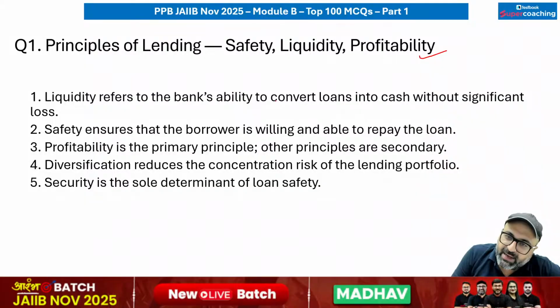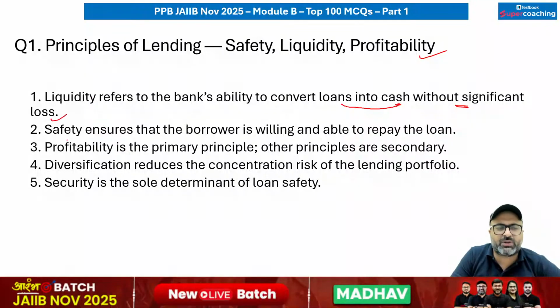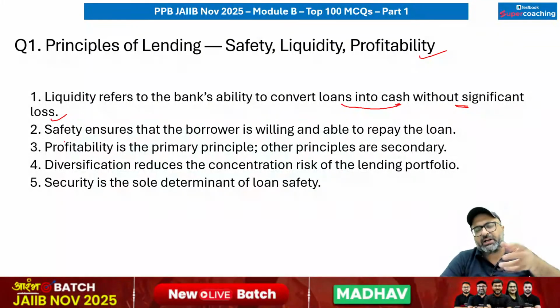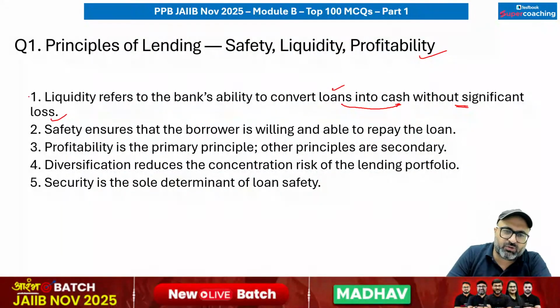Liquidity refers to the bank's ability to convert loans into cash without significant loss. Liquidity means when you convert your asset into cash, and loan given by the bank is also bank's asset. So that is true. Safety ensures that borrower is willing and able to repay the loan. Safety assures that borrower is willing and able to pay back the loan. That is true.